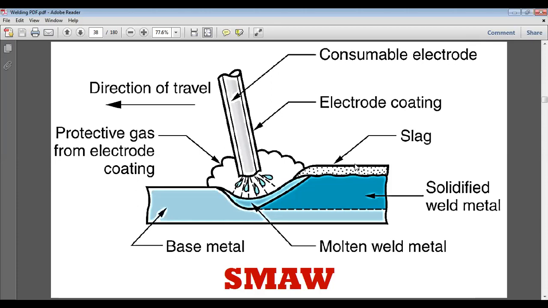This is the molten weld metal. We have this, this is called the weld pool. This whole area is called the weld pool, and this is molten weld metal or weld pool. This is the base metal or parent metal, and this is solidified metal. So we have the direction of travel.